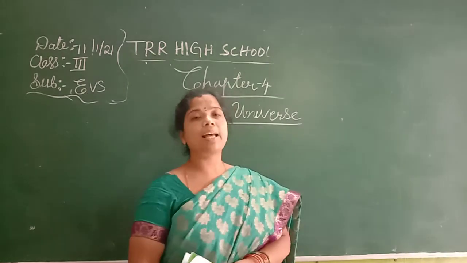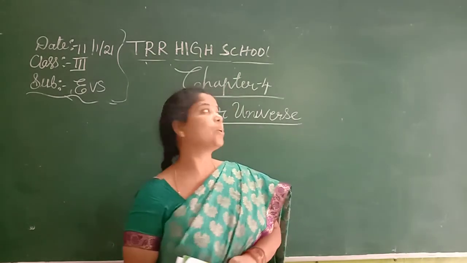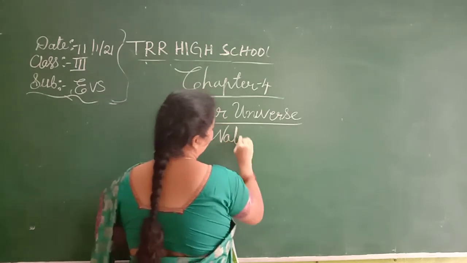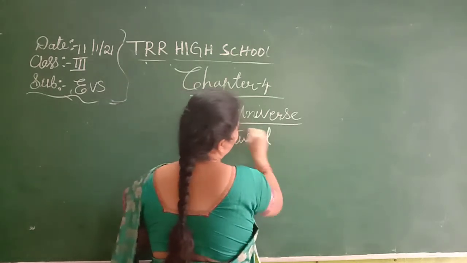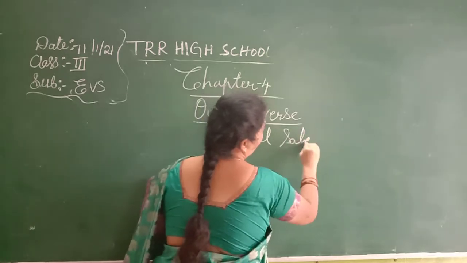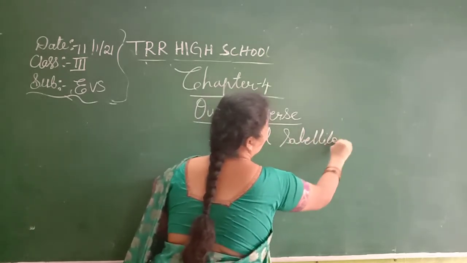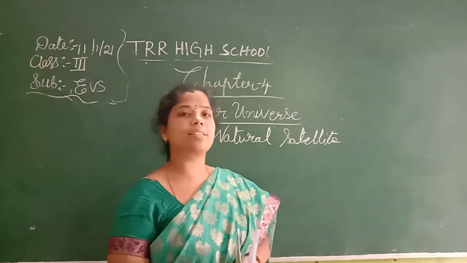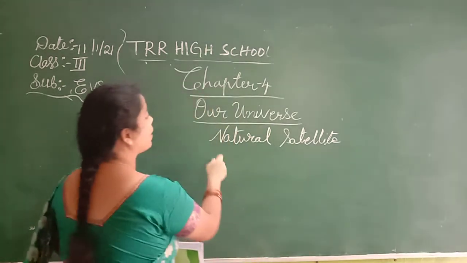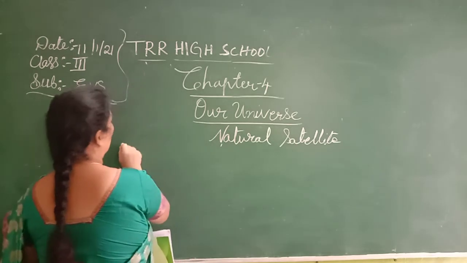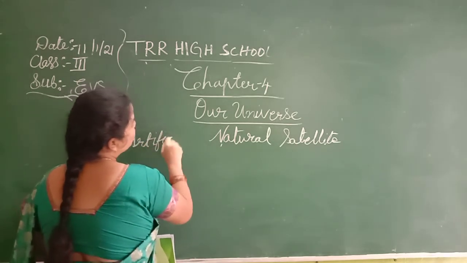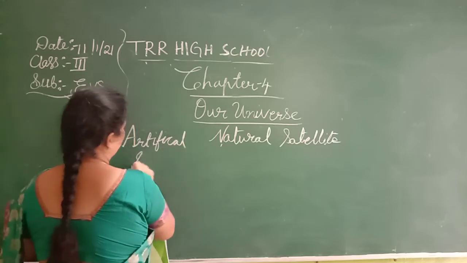So, in the previous class, we came to know about the moon, and we came to know that the moon is the natural satellite. Today we will know about another satellite which is called the artificial satellite. So there are two types of satellites.